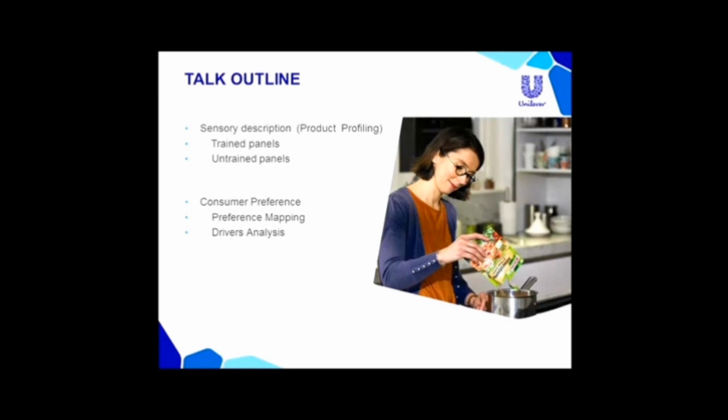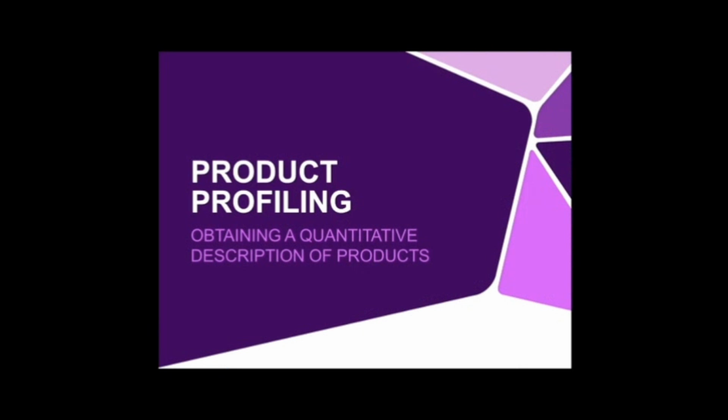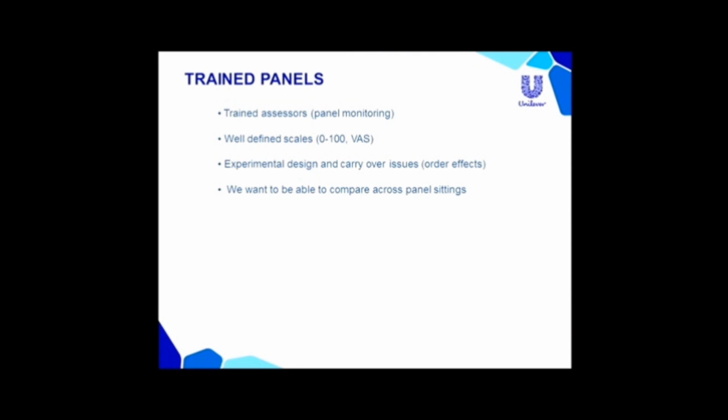So, the first thing is product profiling. This is obtaining quantitative descriptions of the products. Typically it's trained assessors, with strict panel monitoring, so people are calibrated, if you like, to be able to score. There are well-defined scales, usually 0 to 100, a variable analog scale, where people mark on the scale.